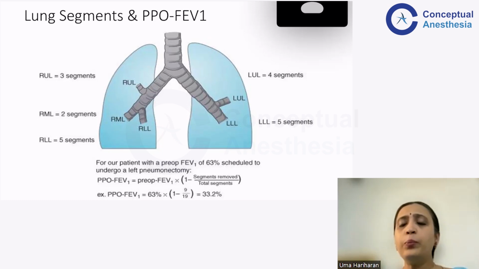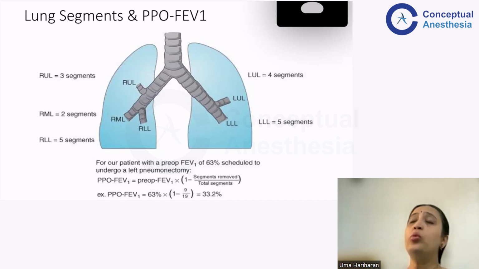Then the predicted post-operative FEV1 is equal to preoperative FEV1, that is 63%, into 1 minus the number of segments removed, which is 4 plus 5, that is 9, over the total number of segments. How do you calculate the total number of segments? 3 plus 5 plus 2, that is basically 10 on this side, and 9 on this side. That is 19 segments total. So basically, this formula is 63% into 1 minus 9 by 19, that is 33.2%.